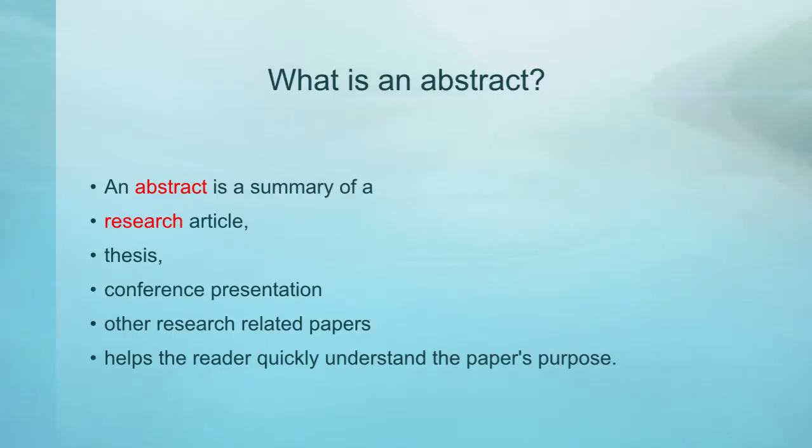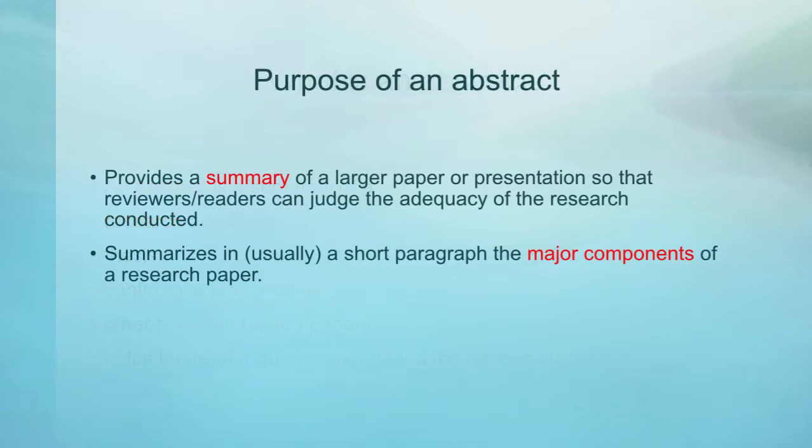So what is an abstract? An abstract is a summary of a research article or a thesis or a conference presentation or any other kind of research-related papers. And the purpose of an abstract generally is to help a reader understand the paper's purpose quickly. So the abstract provides a summary of a much larger paper or presentation, and the summary is usually very short, but it contains the major components of the paper.